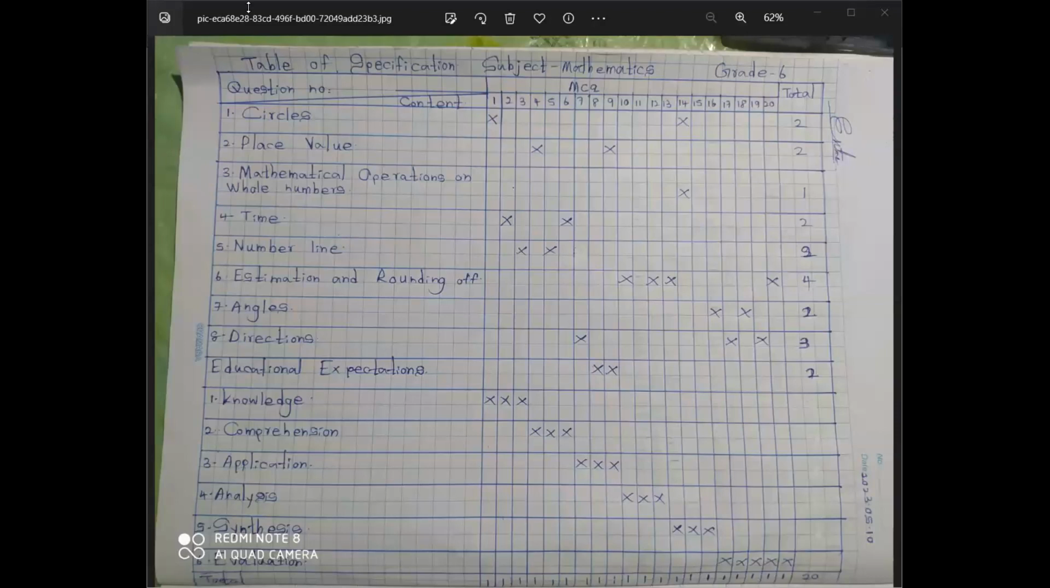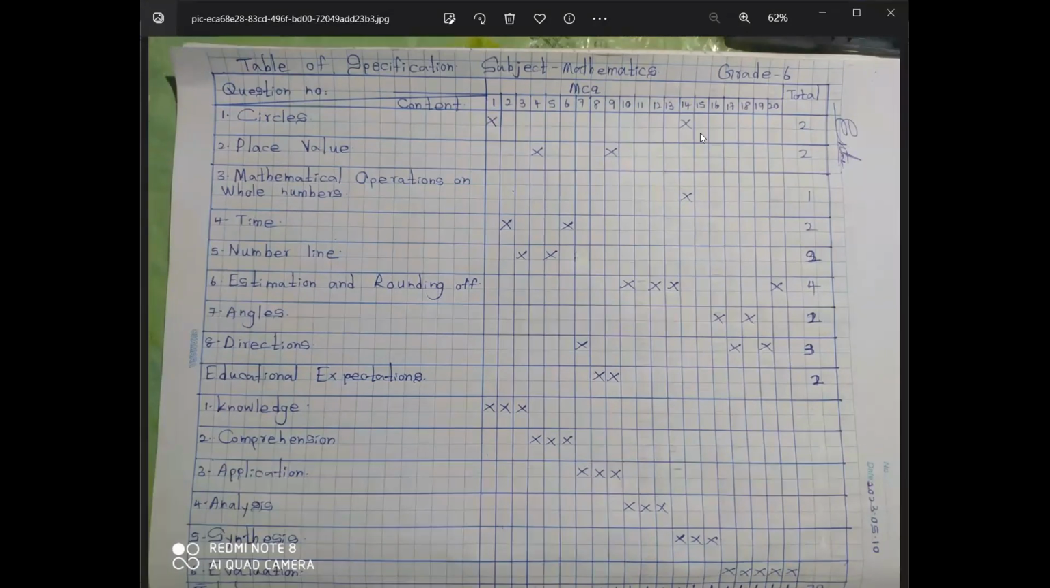Let me stop sharing this one. And I have received another answer for that blueprint, so let me share it with you. Yeah, a table of specification. Here again, it's mathematics for grade 6. We can see MCQ questions, 20 questions there, with question number and content, circles, place value, mathematical operations like that. We have 8 topics, and in the educational expectations, you go to the 6th level.